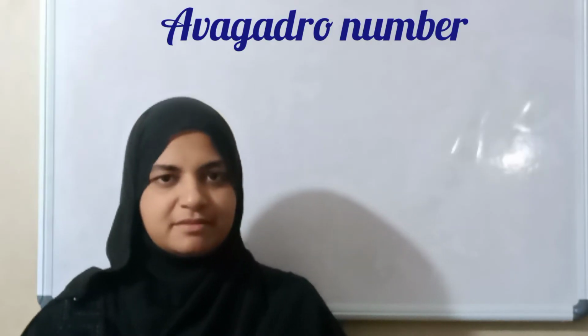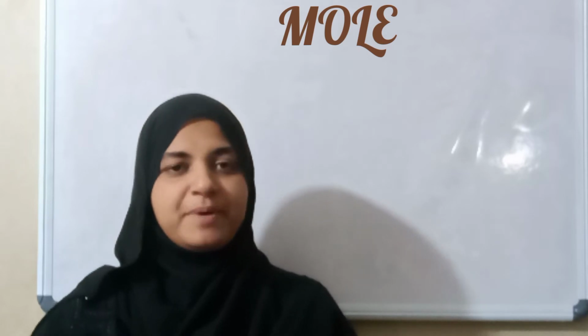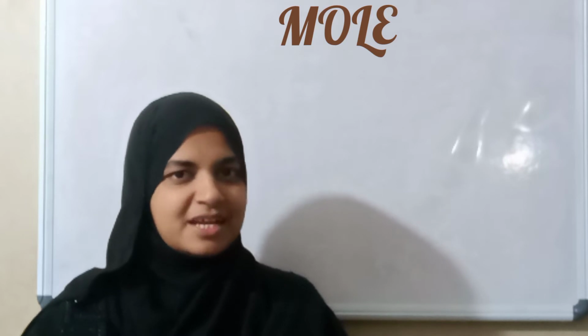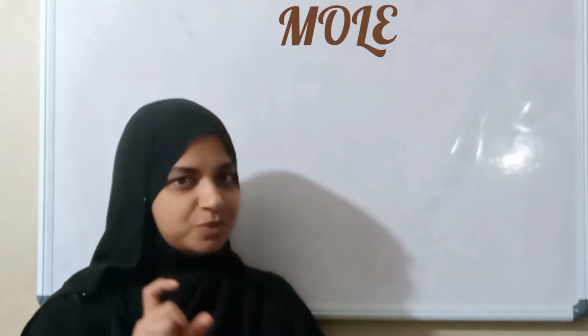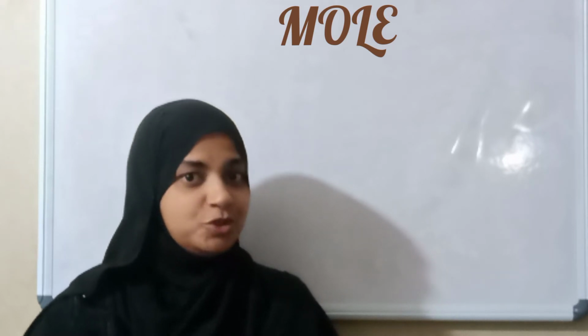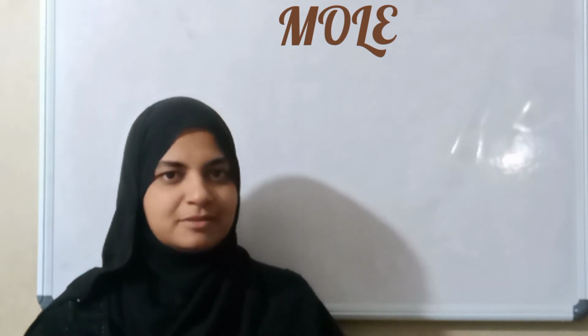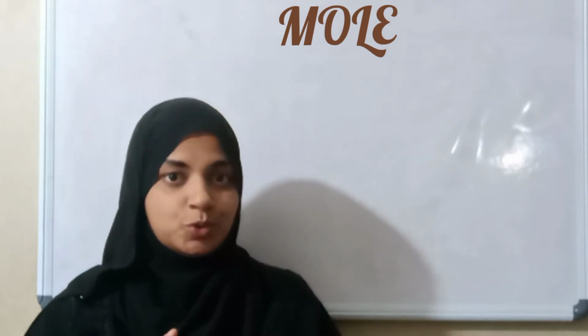That is, we said 6.022 × 10^23 is the Avogadro number. This Avogadro number can be expressed by a term or a name, that is 1 mole. Like we know what is meant by 1 pair. Yes, 1 pair means 2 numbers. What is meant by 1 dozen? Dozen means 12 numbers. That is, 1 dozen bangles means 12 bangles. 1 pair of cycles means 2 cycles.